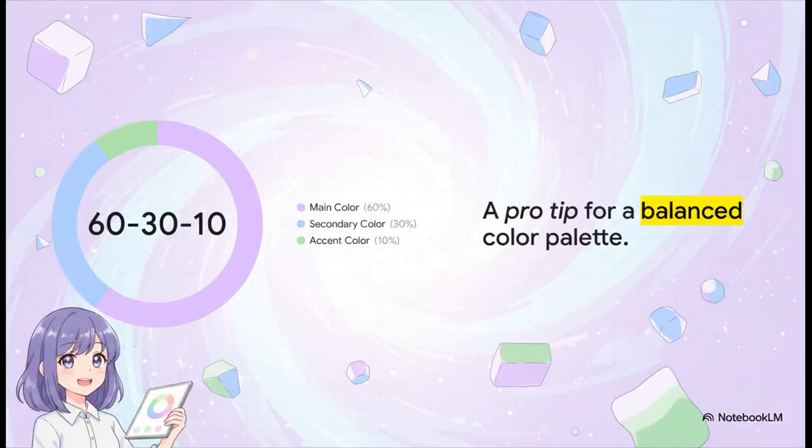And here's a pro tip for a palette that always looks balanced. The 60-30-10 rule. It's like a recipe. 60% of your design should be your main color. 30% is your secondary color. And then just a tiny 10% is your accent color. That little pop you use for things like buttons or key highlights.